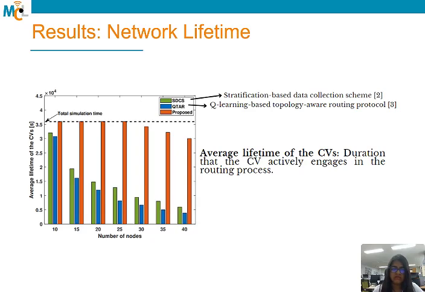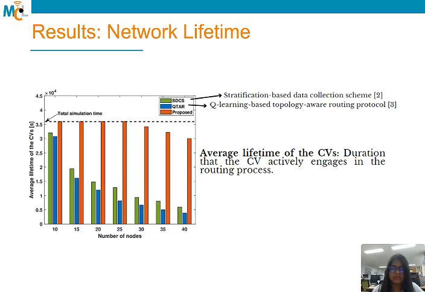So the results that we have generated are network lifetime and delay. First of all, we see the network lifetime, and we are comparing our proposed protocol with the stratification based data communications scheme, which is SDCS, and QTAR, which is the Q learning based topology aware routing protocol. Here the average network lifetime is not for the whole network, but the average network lifetime of the cut vertex, the duration that the cut vertex actively engages in the routing process. This is how we calculated this average lifetime of the cut vertex.